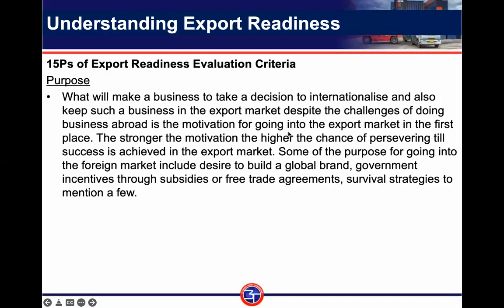A business must have an ideology. Ideology is a combination of value and purpose. Value: who we are. Purpose: why we exist, or why we are doing what we are doing.